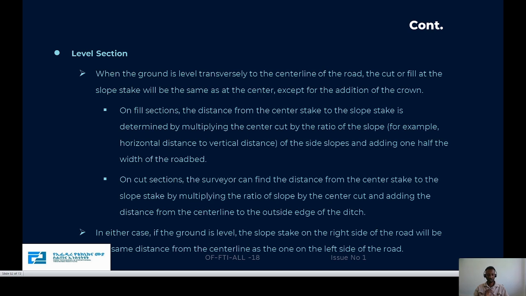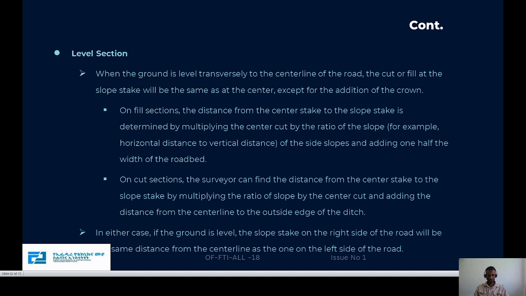There is no grade difference. On the fill sections, the distance from the center stakes to the slope stakes is determined by multiplying the center cut by the ratio of the slopes, for example the horizontal distance to the vertical distance of the side slopes, and adding half of the road width. So this one is C in the calculation parts.